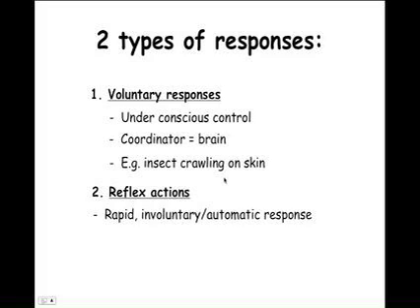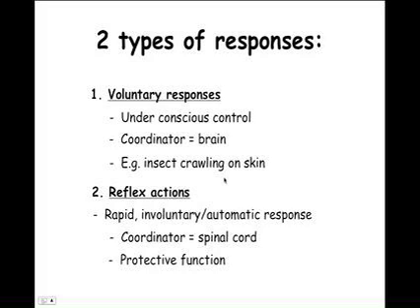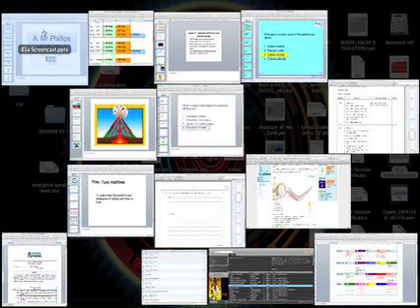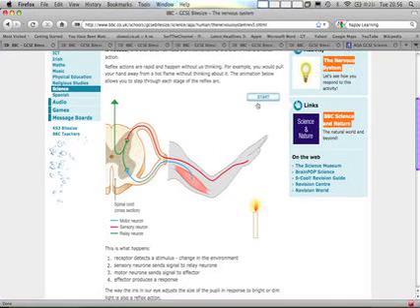A reflex action, however, is rapid, really quick, and involves automatic responses. The coordinator for these, or what controls it, is the spinal cord. And they have more of a protective function, these types of reflex actions. For example, blinking, or coughing, or withdrawing ourselves from pain. Now, if we have a quick look on BBC Bitesize, we can see a reflex action in action.